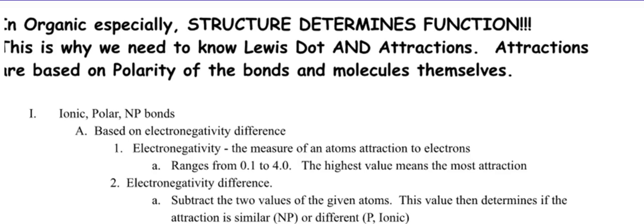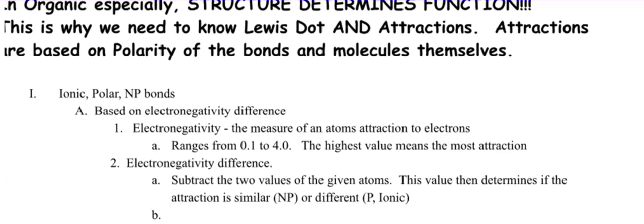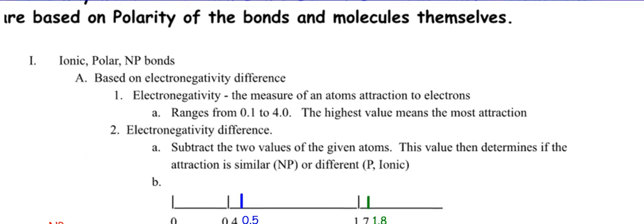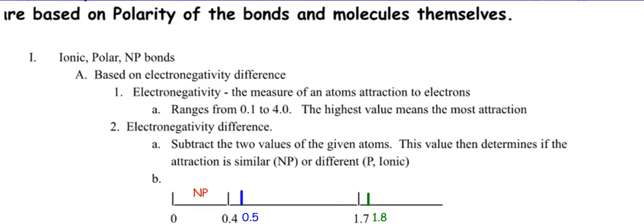So how then do we determine this? We take the electronegativities and subtract the two values. Based on that difference, we're going to determine if it's polar, nonpolar, or ionic. Let's scroll down a little bit. What are my ranges? If I subtract and the difference goes from 0 to 0.4, it is considered nonpolar.